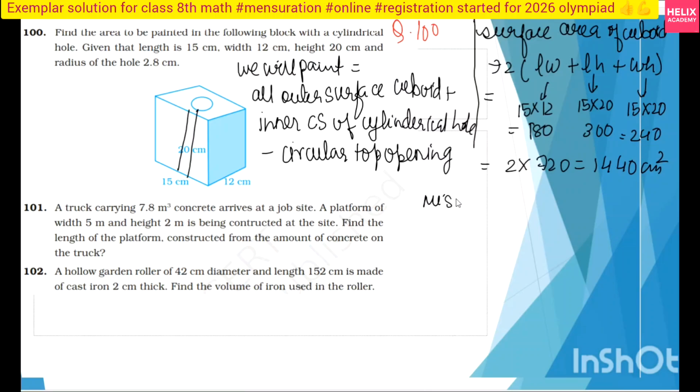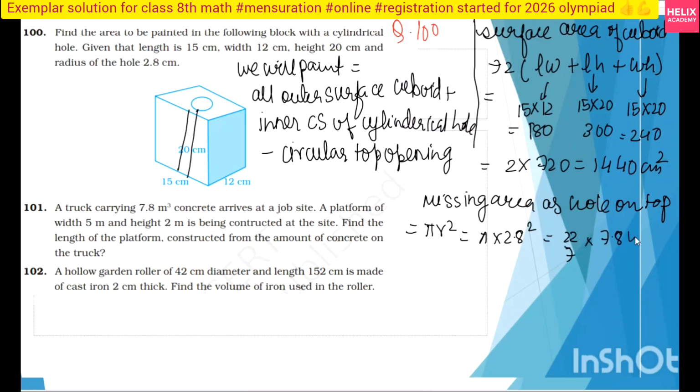Next I will calculate the missing area due to the hole on the top. How much will it be? Pi r square. So pi into 2.8 square. So it will be 22 upon 7 into 7.84. So approximately I am getting 24.64 centimeter square. This is the minus part.